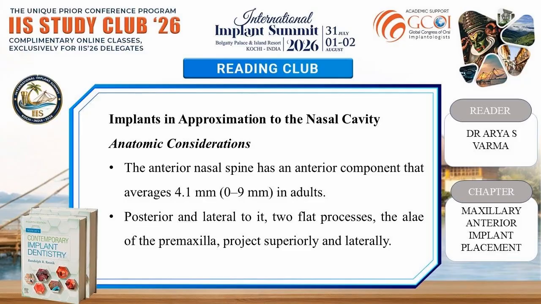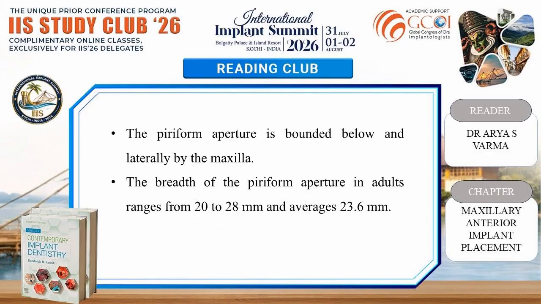Anatomic considerations. The anterior nasal spine has an anterior component that averages 4.1 mm, ranging from 0 to 9 mm in adults. Posterior and lateral to it, two flat processes, the ala of the premaxilla, project superiorly and laterally. The pyriform aperture is bounded below and laterally by the maxilla. The breadth of the pyriform aperture in adults ranges from 20 to 28 mm and averages 23.6 mm.